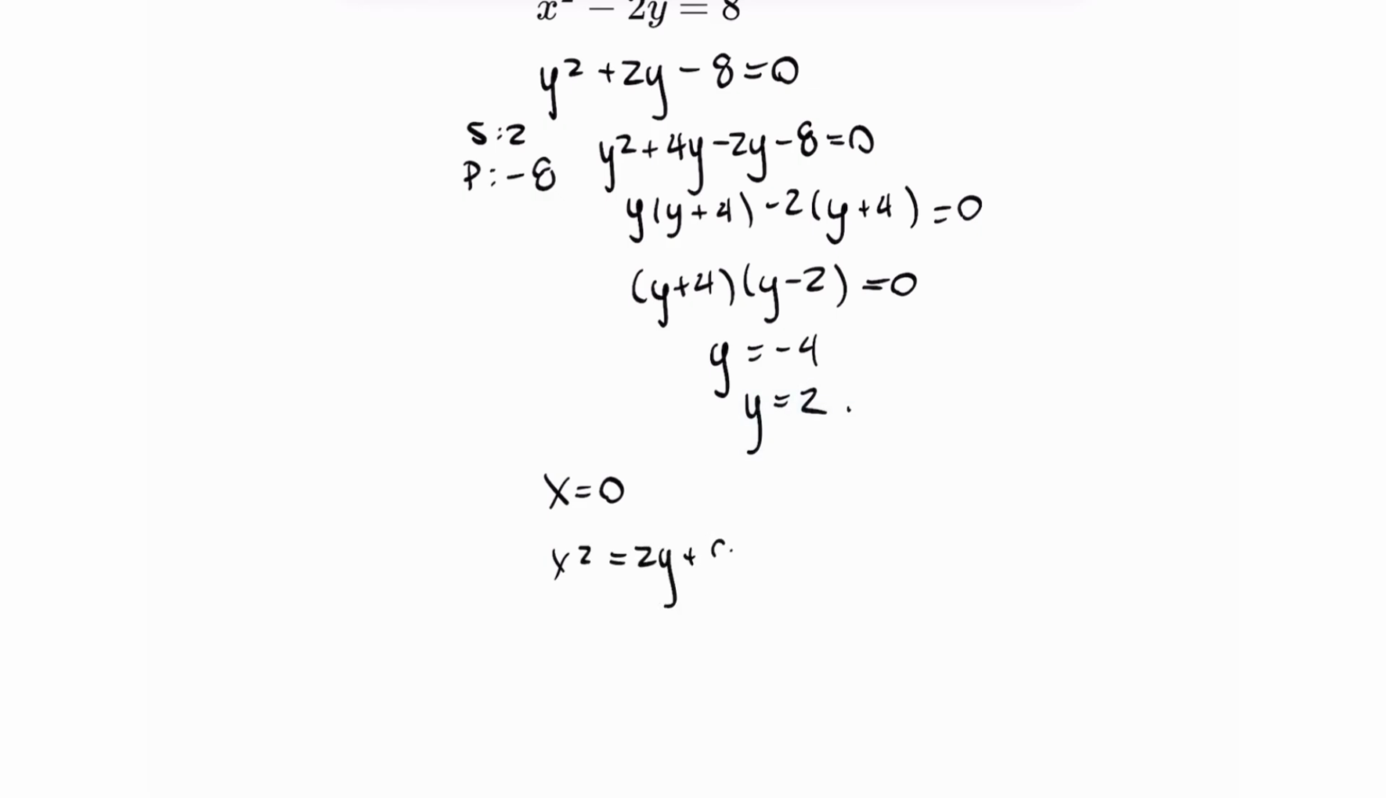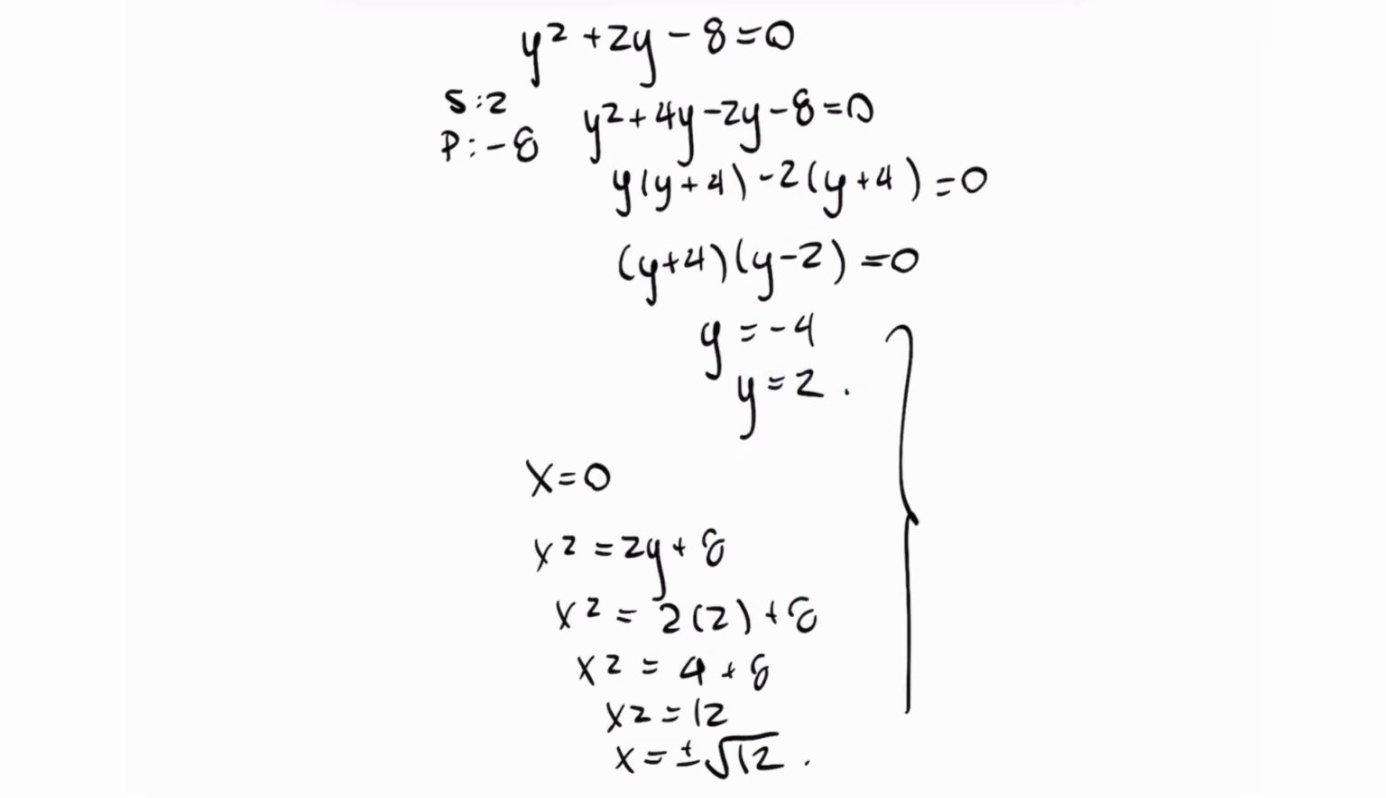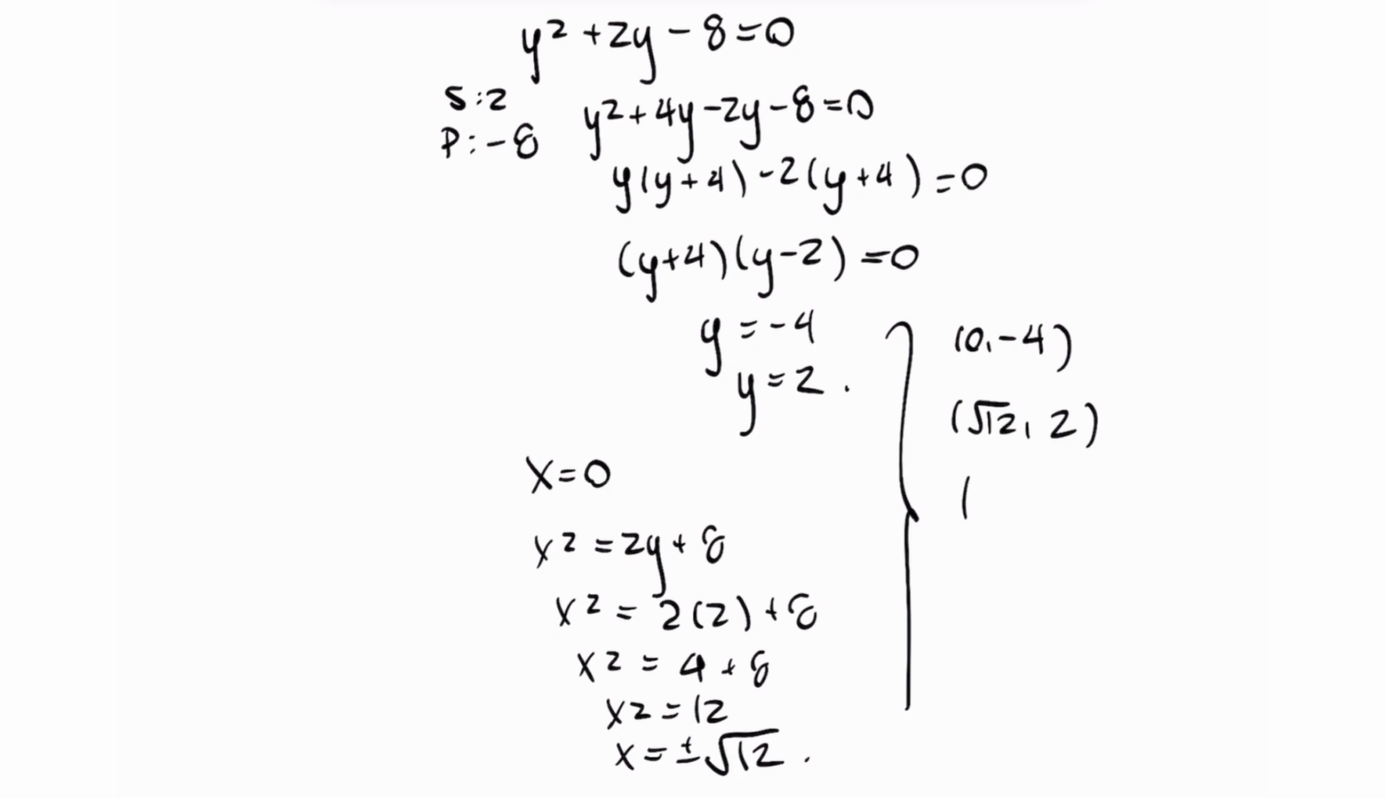Next, we again take the second equation, and now we're using our y is equal to 2 value. So we obtain 2 times 2 plus 8, which gives 12. So we get x squared is equal to 12. So now again, we take the square root on both sides, and we get plus or minus the square root of 12. So we have this 0, negative 4 pair, and now we have this positive root 12 and 2 pair, as well as this negative root 12 and 2 pair.